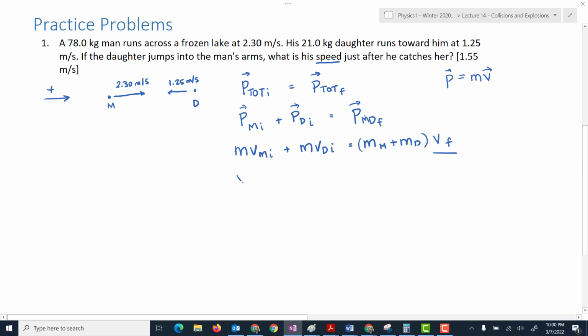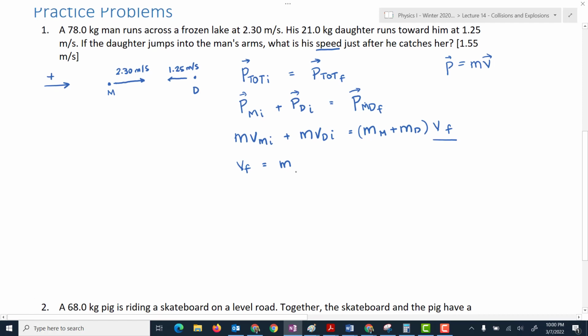So let's rearrange now to solve for it. I'm going to divide both sides by mM plus mD, the mass of the man plus the mass of the daughter. So I get the mass of the man, velocity of the man initially, plus the mass of the daughter, velocity of the daughter initially, over the total mass of the man plus the daughter, is equal to v final.